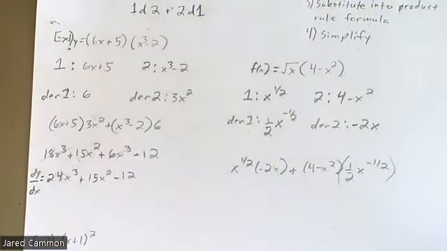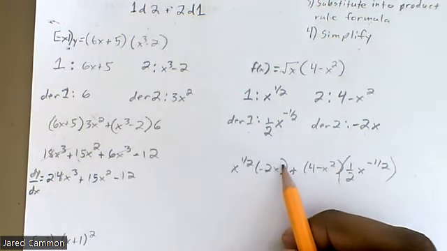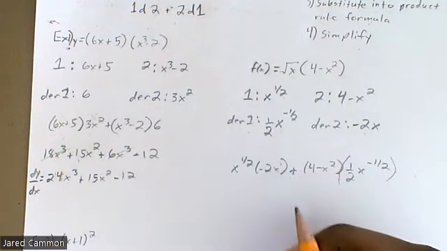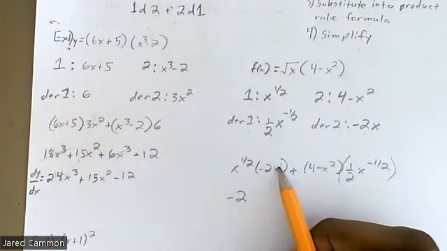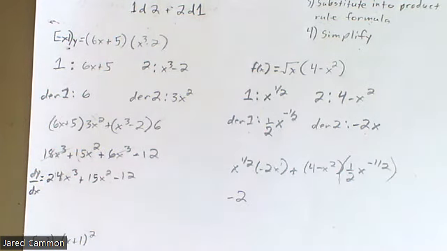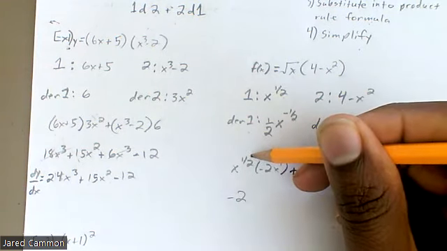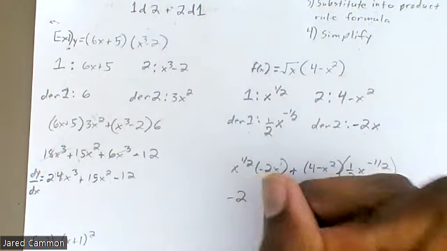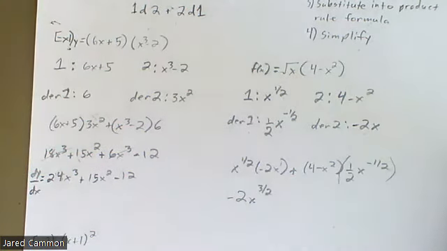All right, now we just have to simplify. X to the 1/2 times negative 2x, okay, gives us negative 2. And then when we're multiplying exponents, you add these exponents up here. So we have to take 1 and add the 1/2. That gives us 1 and 1/2, or 3/2. So we have negative 2x to the 3/2.